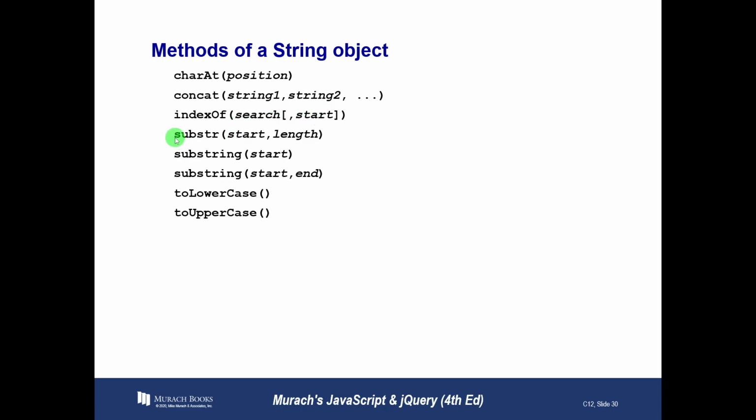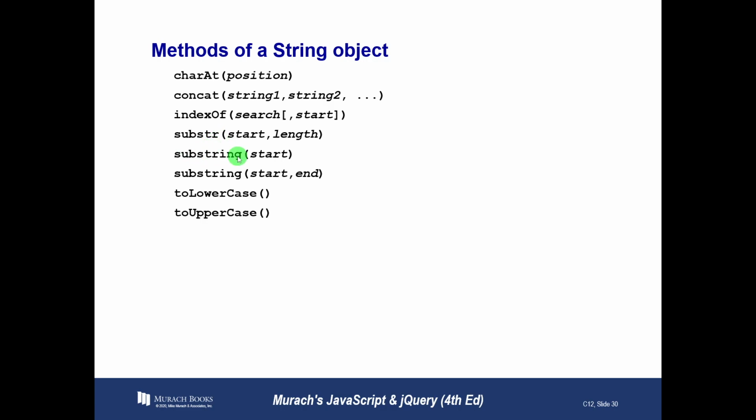We can look for a substring. This one will pull a subset of our string out of the string, and we can tell it where we want to start pulling it out and how many characters we want to take out of the string. So that's a substring function. Notice it doesn't spell out the word string though.